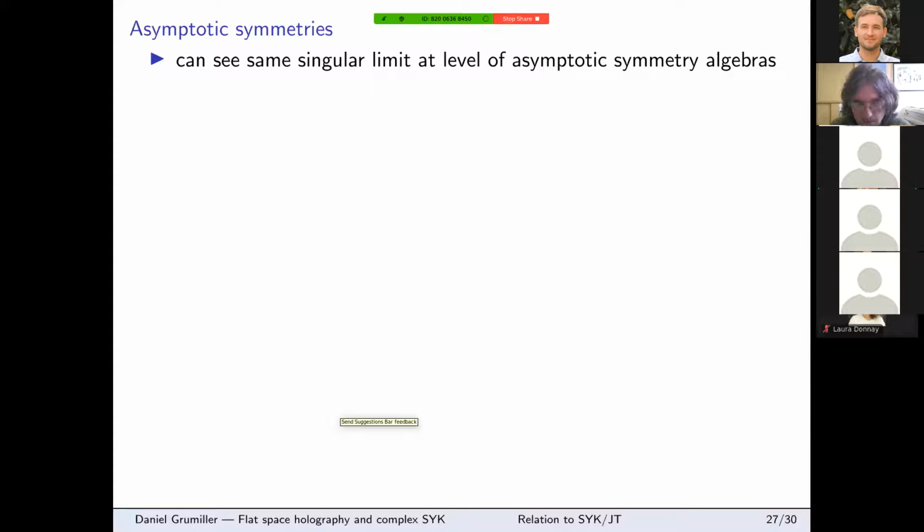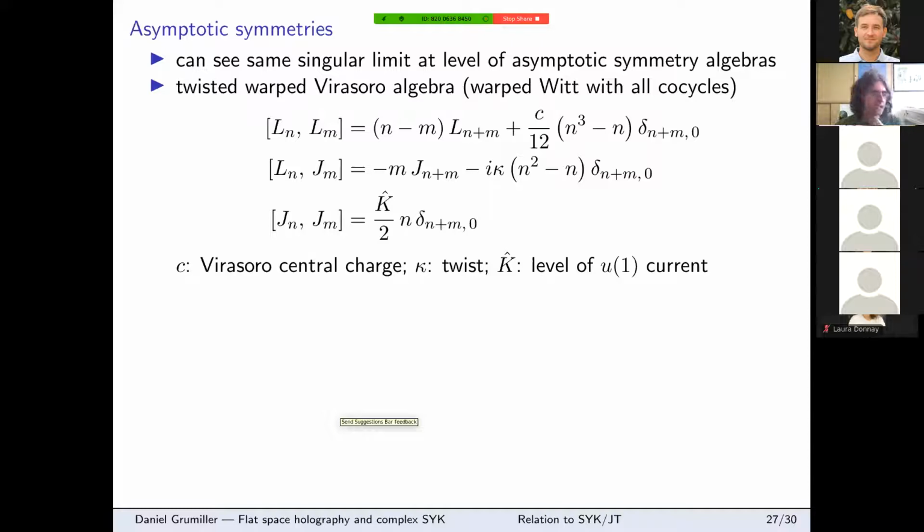Can we see such a limit also at the level of the asymptotic symmetry algebras? The answer is yes. So we see something analogous to the Inönü-Wigner contraction that I showed you earlier when obtaining BMS4 from AdS3 symmetries. So let's start with the most general algebra that we have here. So the twisted warped Virasoro algebra. So this is warped Virasoro with all the three cocycles switched on. So we have a Virasoro central charge c, a twist term kappa, and the U(1) level k hat.